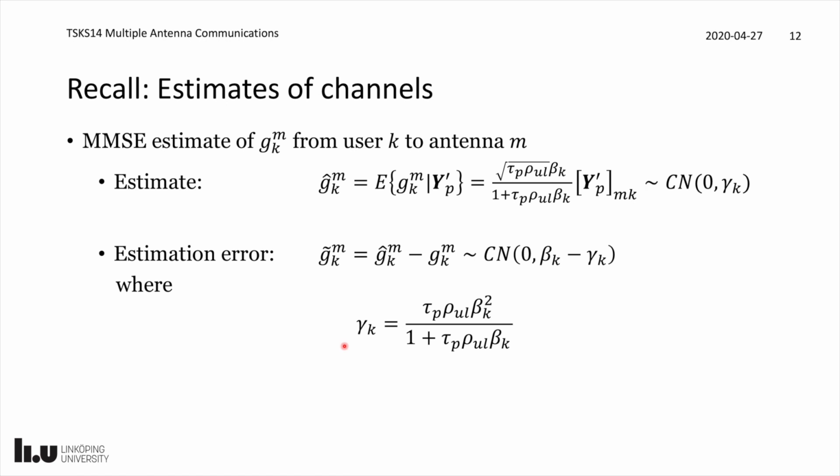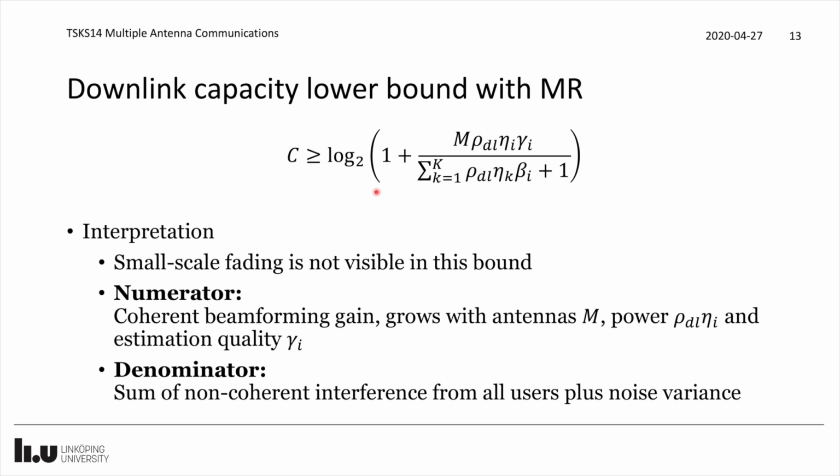Based on this, we can compute all the expectations, and the result is the following. The downlink capacity lower bound with maximum ratio processing has this form. The capacity of user i is smaller or equal to log2 of 1 plus a ratio, which contains a numerator, which is the desired signal, and a denominator with interference plus noise. There are no expectations left here because we have computed them with respect to the small-scale fading, so they are not visible in this bound, which is a good feature.